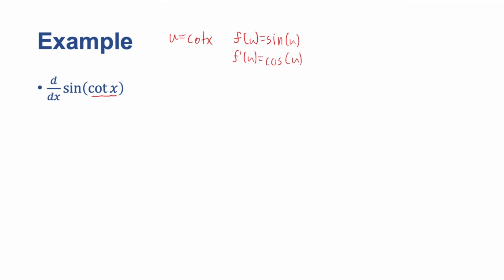And then we can just write that our f prime of g of x will be the cosine of the cotangent of x. All right, and then we just need to take the derivative of the cotangent of x, which is just negative cosecant squared of x. So that means that our derivative will be the cosine of the cotangent of x times negative cosecant squared of x.